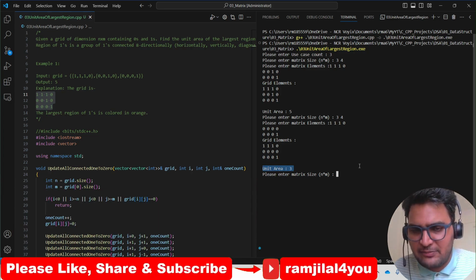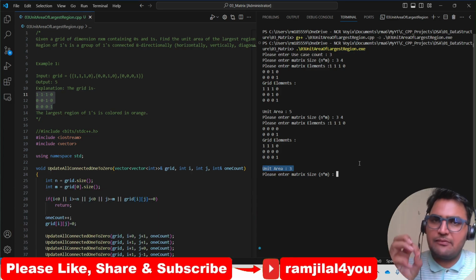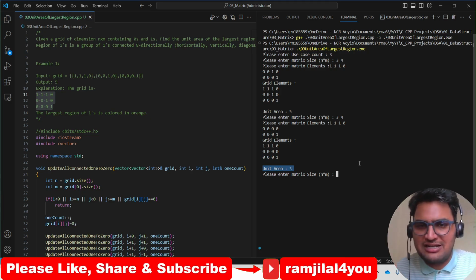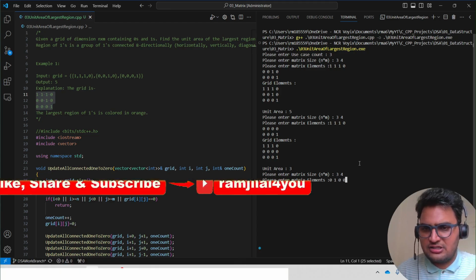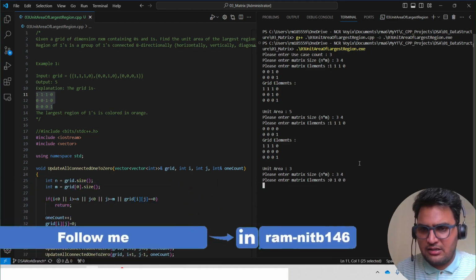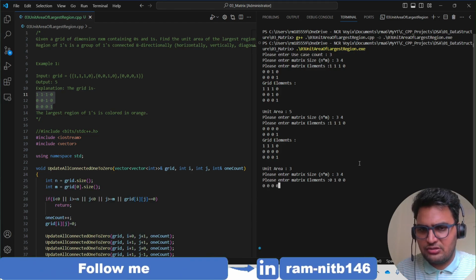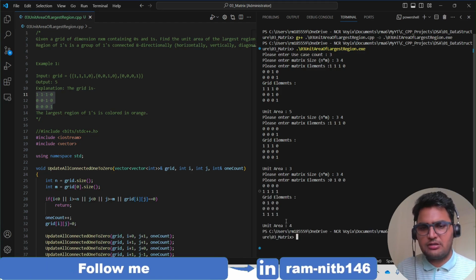Now take another example, the same one, but first we take a smaller region and then a larger region. This is 3 comma 4, and here 0 1 0 0, which has 4 columns. Then 0 0 0 0, and again here we have 1, or you can say 4. Here you can see 4, because this is the region with the maximum number of ones. The other region has only one value: its area is 1, and the area of this region is 4. That is why we are getting 4 here.